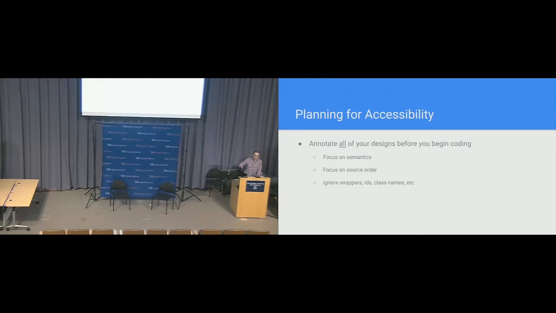When you're creating your annotations, you can ignore wrappers, divs, and class names, because those aren't really a part of semantics. Those aren't things you need when you're planning for accessibility. They're important for front-end development, but not very important for accessibility. If you can make an HTML prototype instead of an annotation, that's even better. But for now, I'm just going to encourage you to do an annotation, and that'll get you about 80% of the way there.